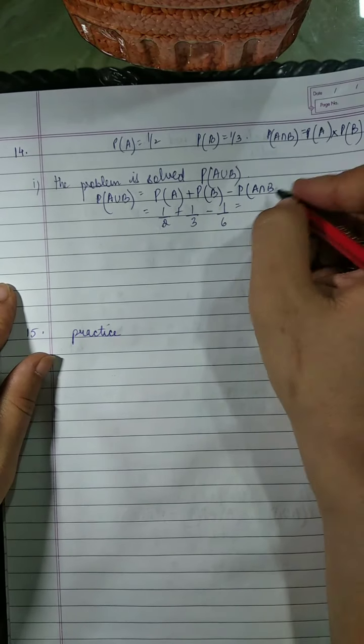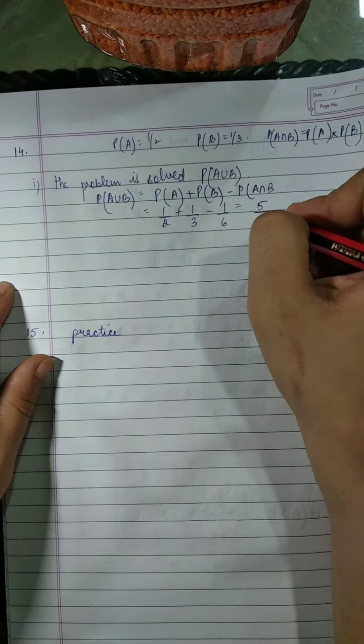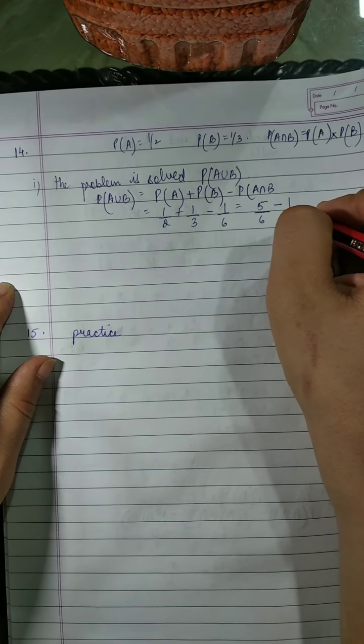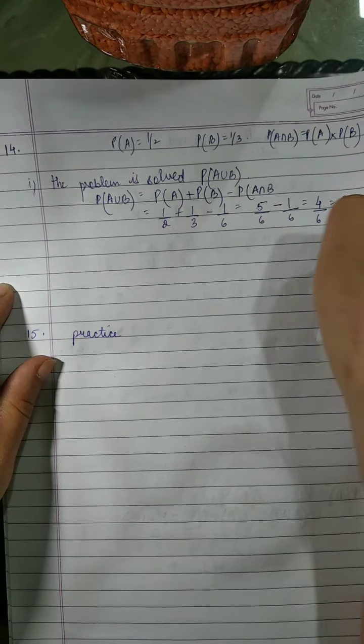So let's find this out. 1 by 2 plus 1 by 3 becomes 5 by 6, minus 1 by 6. So that is 4 by 6 or 2 by 3, right?